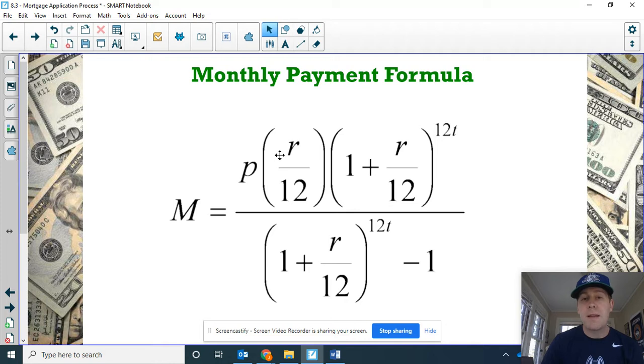R is our interest rate. Again, don't forget you always have to write that as a decimal. So if our interest rate was 5%, we'd have to write R as 0.05. And then T up here in this exponent stands for time, which we always measure in years. So we'll be looking today at two types of mortgages, a 15-year and a 30-year. So T in that case is either going to be 15 or 30. Basically, it's how long the mortgage is for. And when I go through each question, I'm going to try to be really clear about where the parentheses go, because that's really what the issue might be.